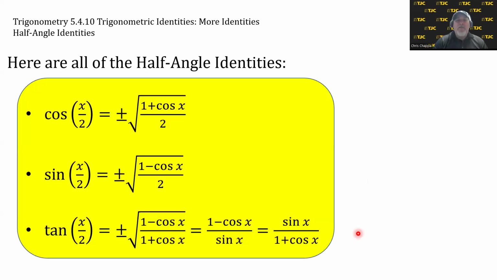So, here are all the half angle identities. Cosine of x over 2 equals plus minus the square root of 1 plus cosine x over 2. Sine of x over 2 equals plus minus the square root of 1 minus cosine x over 2. And tangent of x over 2 has three variations. Plus minus square root of 1 minus cosine x over 1 plus cosine x, or just 1 minus cosine x over sine x, or sine x over 1 plus cosine x. In all cases where there's a plus minus, the sign of the square root depends upon the trig function and the quadrant of the angle x over 2.